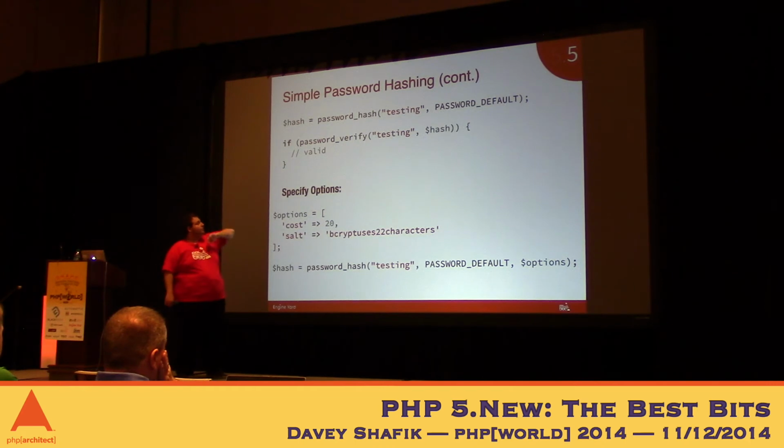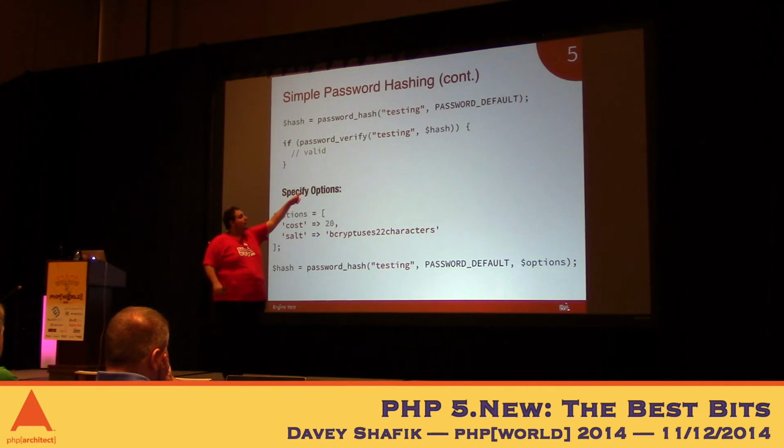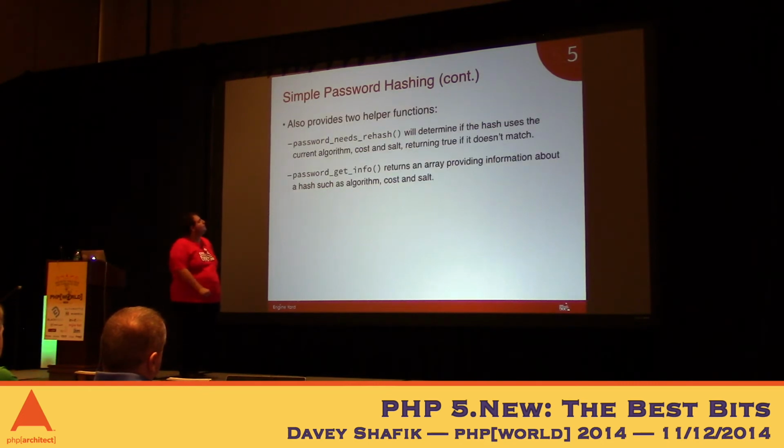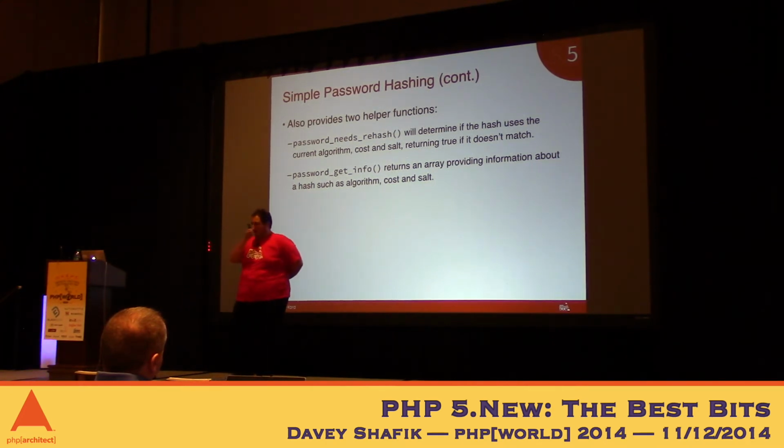Okay. So to verify, we do password_verify, passing the testing string, which is the user supplied string now. They're doing a login, and then the hash, which is the original hash in our database, and it will return true or false, right? As I mentioned, you can pass in options. I recommend you do with the cost. A cost of 20 is probably kind of high, but hey. Salt, bcrypt uses 22 characters, which is exactly 22 characters, and I love this slide for that. You pass those in as the third argument, and that'll affect the hash. It also provides two helper functions, one is just informational, but the other one allows you to actually make those rolling updates. So password_needs_rehash.